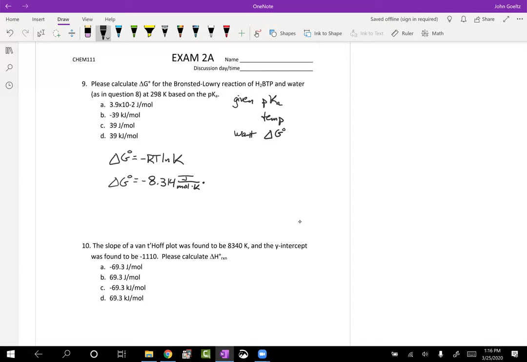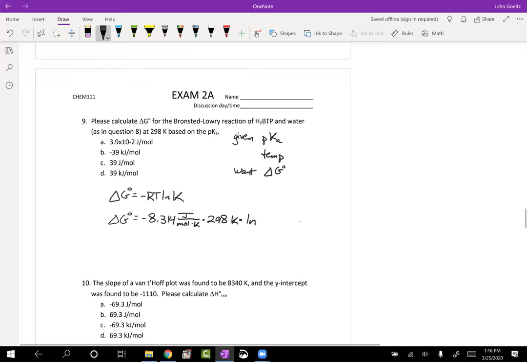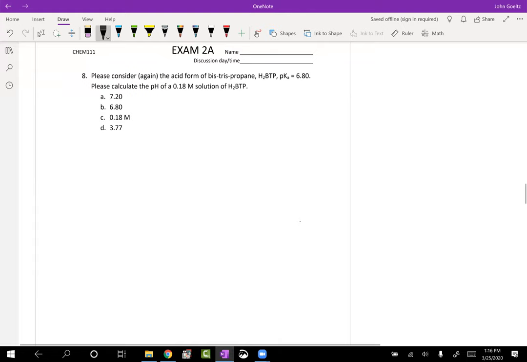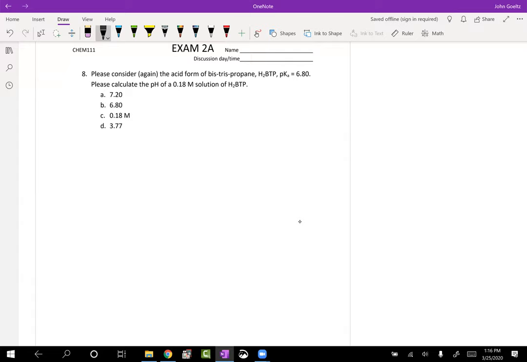Okay, so we got RT, 298 Kelvin, times natural log of K, but I don't know what K is yet. I know what pKa is. So let's find the pKa from above. So question 8, let's find the pKa. Scrolling back up, let's find the pKa, question 8. 6.80. So here at the top of the screen, pKa is 6.80. Let's use that for question 9.